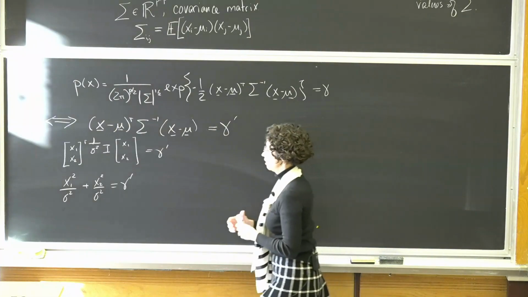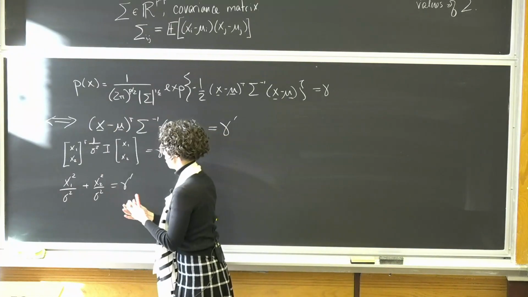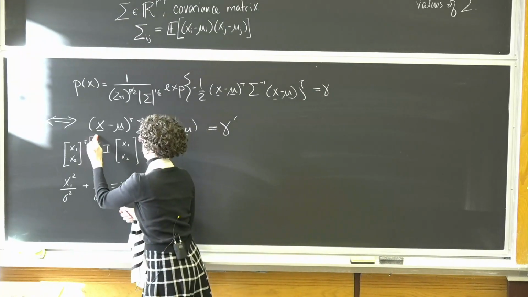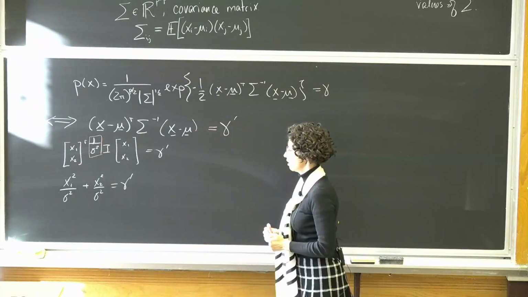Okay, just in case anybody caught that, I had a little typo here. This should have been that we have 1 over sigma squared, not sigma squared.